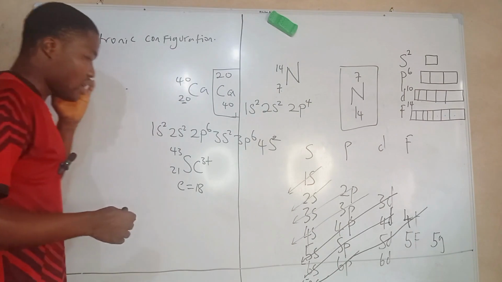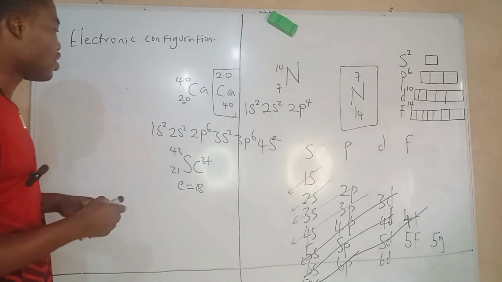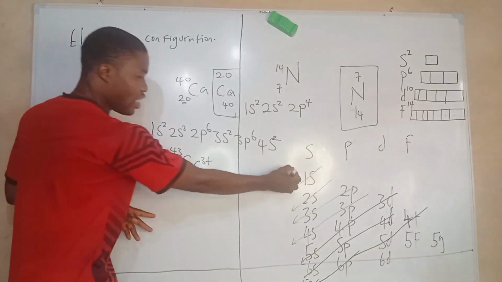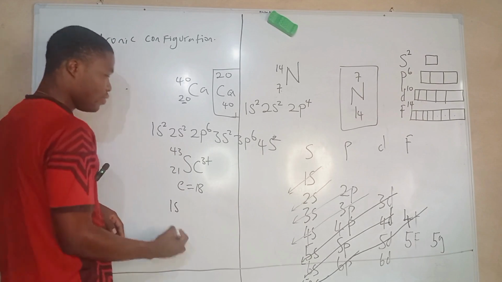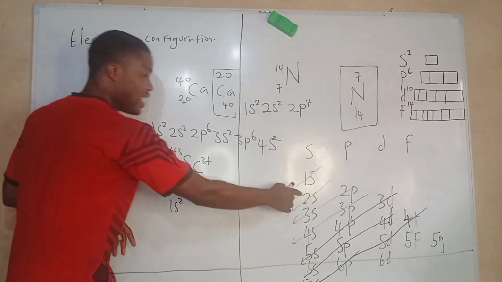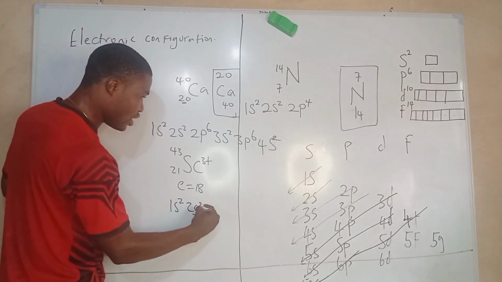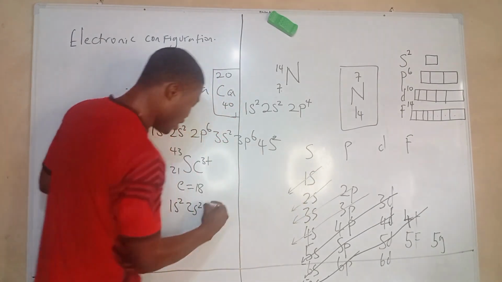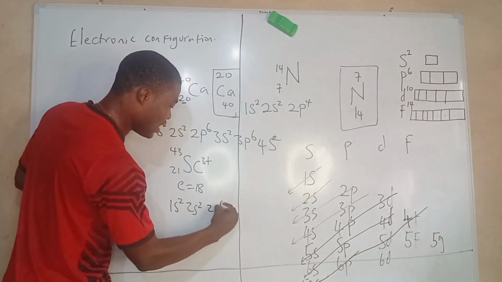So how do you fill 18 electrons? Let's check. If you follow there, I'm going to use 1s; you should take 2. Next is going to be 2s; you should take 2. Next, there's no other one again, so put here 2p. 2p takes 6.